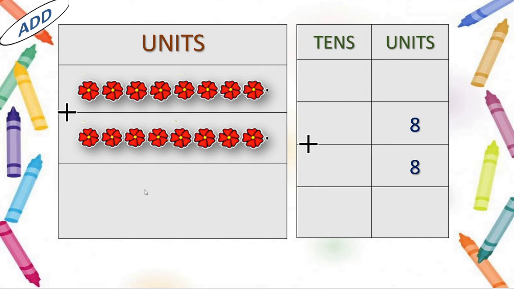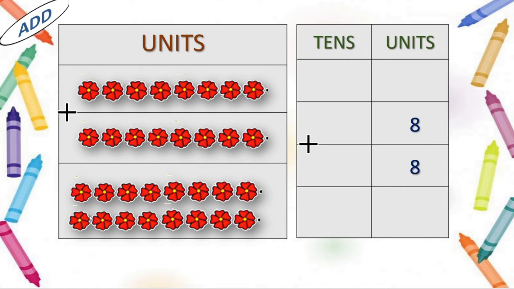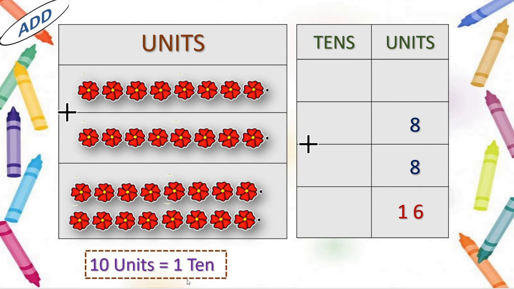Now what is the total of 8 and 8? Let us count. 1, 2, 3, 4, 5, 6, 7, 8, 9, 10, 11, 12, 13, 14, 15, 16. The total of 8 and 8 is 16. I am going to write here 16. 1, 6. Yes, dear children, we know that 10 units is equal to 1 ten.